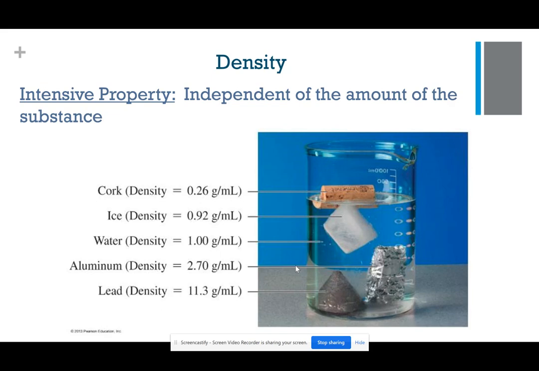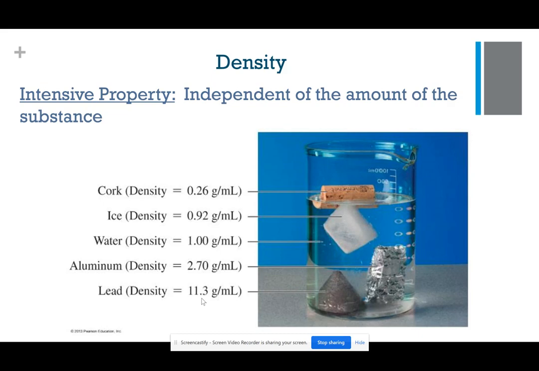So let's look at lead, for example. So here's the densities of some different materials. And let's look at lead down here. So we have this teeny tiny little hunk of lead. And if I were to measure the density of that, I would see that the density would be 11.3 grams per milliliter. And even if I had a huge hunk of lead that was the size of a table, if I were to measure the density, so measure the mass, measure the volume, and divide those two numbers, I would still get a density of 11.3.